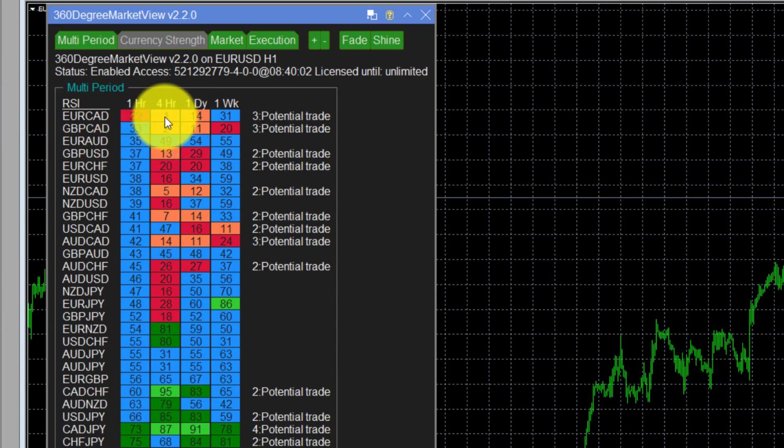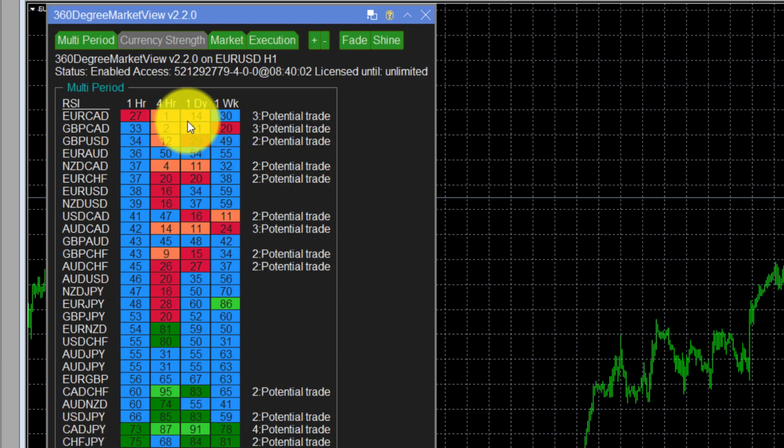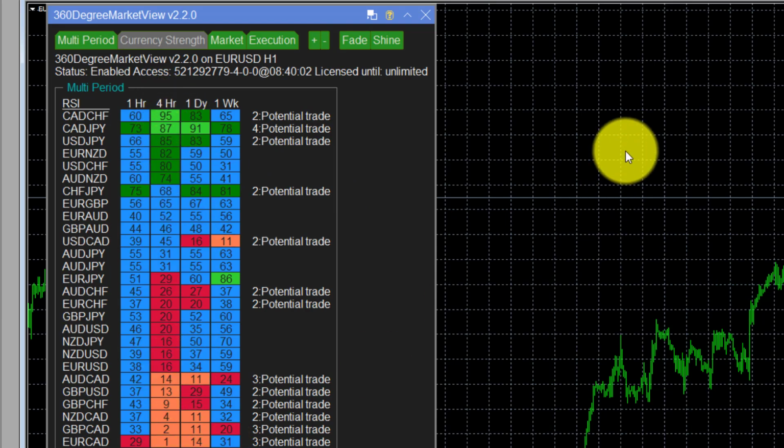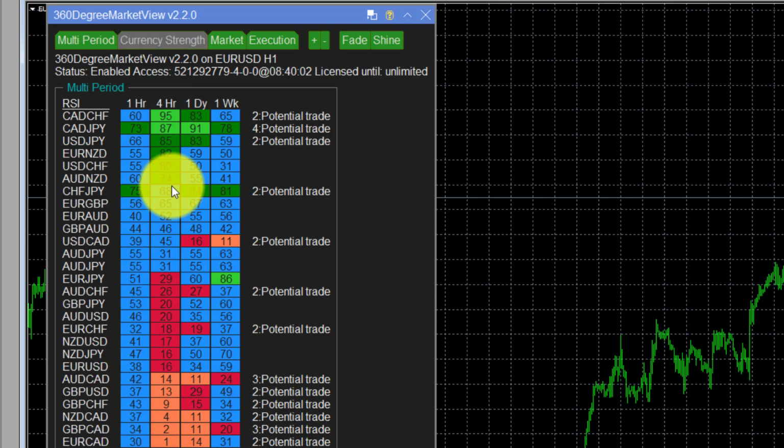Now, here are all the 4 hour readings for a whole range of currencies. So the first thing I would do is sort these readings, and I do that by clicking on the 4 hour heading, and it will automatically sort the currencies into high RSI readings and low RSI readings. Now, why do I want to do that? Because the high readings show that there's a trend in place and it's going up. And the low readings down here show that there's a trend in place and it's going down. So immediately I know which currencies are trending and which currencies are not trending.